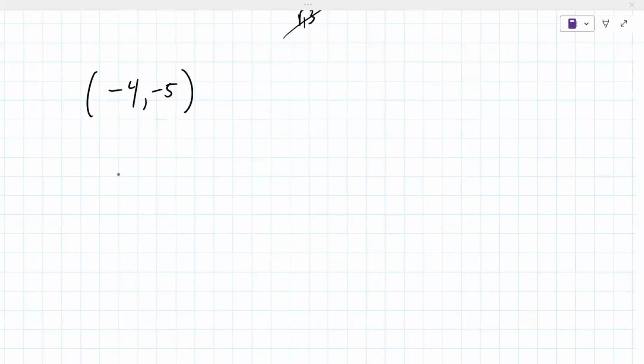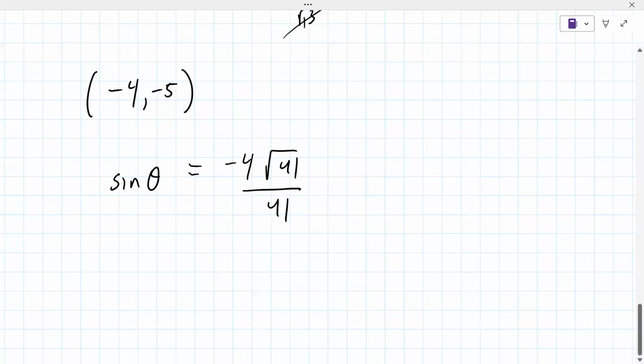Sine would be -4 root 41 over 41. Right, good. And that's a weird answer, right? But that's what it is. Good. How about cosine?